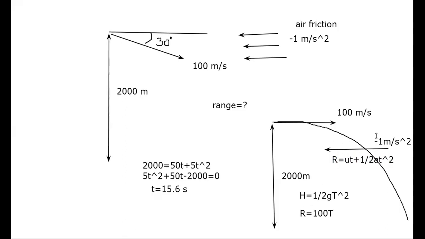So if air friction is present, they will specify the direction of air friction. If I specify the air friction is in the horizontal direction, the horizontal motion will become a non-uniform motion, due to which the formula applicable for your range will be UT plus half AT square.